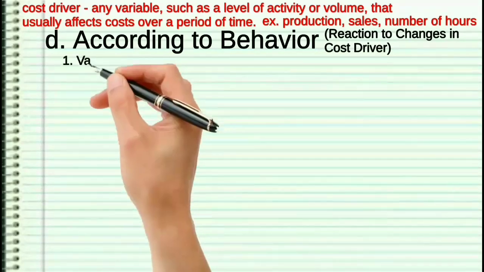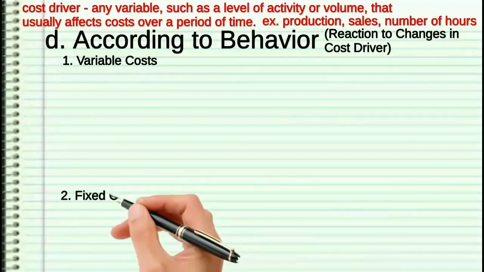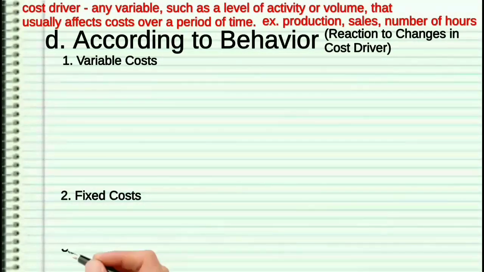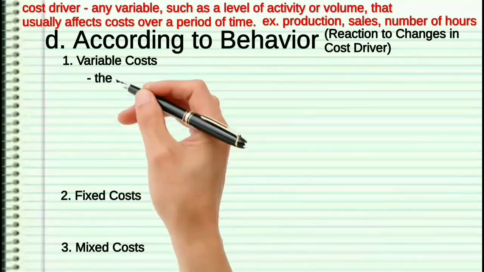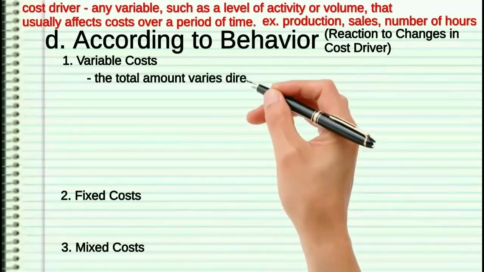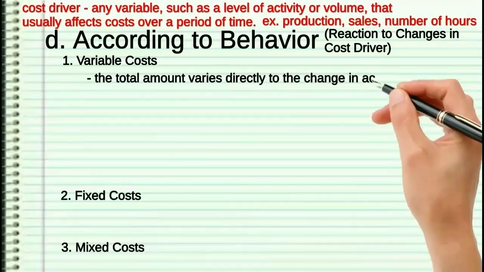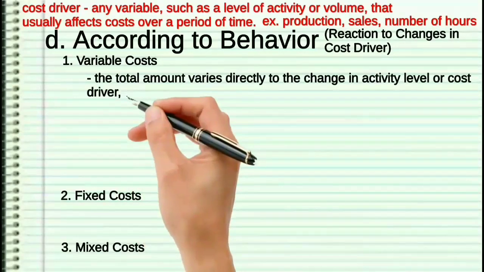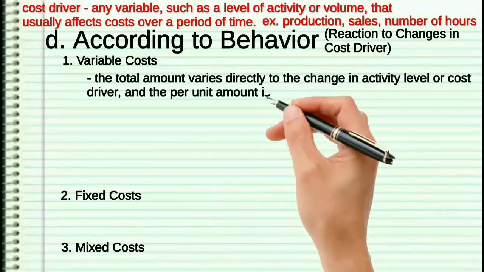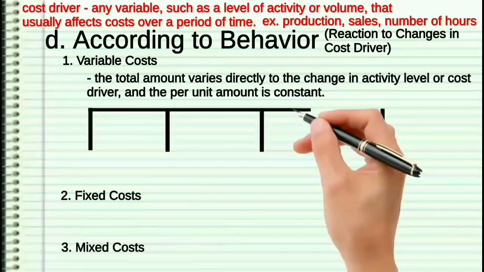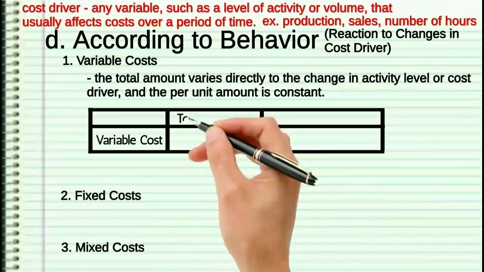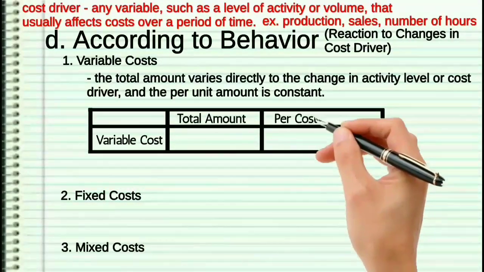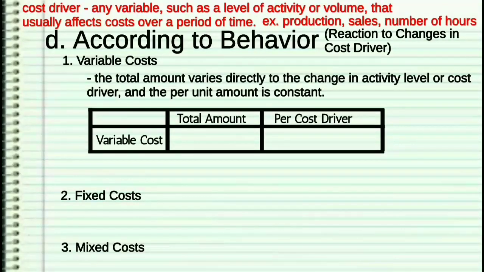Unang-una, ang tawag doon ay variable cost. Pangalawa, ang tawag doon sa cost ay fixed cost. At yung pangatlong classification ay mixed cost. Kapag sinabing variable cost, the total amount varies directly to the change in activity level or cost driver, and the per unit amount is constant. Para mas madali nyo siyang maintindihan, let us tabulate. Dito yung variable cost, dito yung total amount, at dito yung per cost driver.